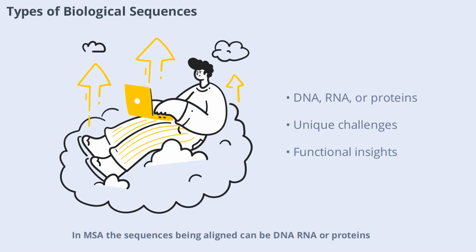In MSA, the sequences being aligned can be DNA, RNA, or proteins. Each type of sequence presents unique challenges and opportunities. DNA and RNA alignments are often used to study genetic variation and evolutionary relationships, while protein alignments can reveal conserved functional domains and structural motifs. The choice of sequence type influences the alignment strategy and the interpretation of results. Understanding the nature of your sequences is the first step toward a successful alignment.